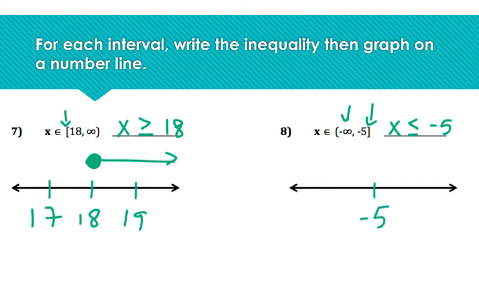Graphing, negative 5 in the middle, negative 4 to the right, negative 6 to the left. We're going to have a closed circle, and our arrow is going left to negative infinity.